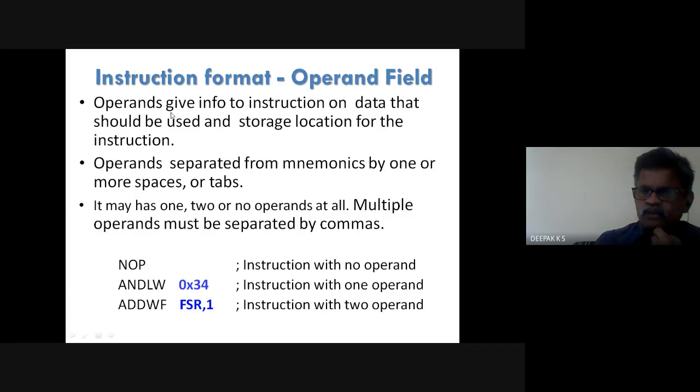So operand gives info to the instruction on the data that should be used and the storage location for the instruction. So operands are separated from mnemonics by one or more spaces, or tab. It can have no operand or one operand or two operands separated by commas. We will see examples of all these things.